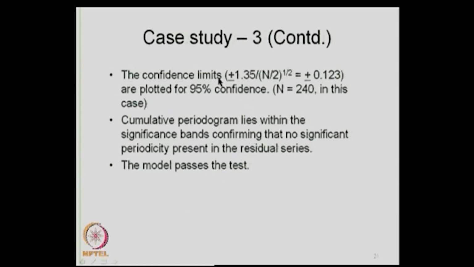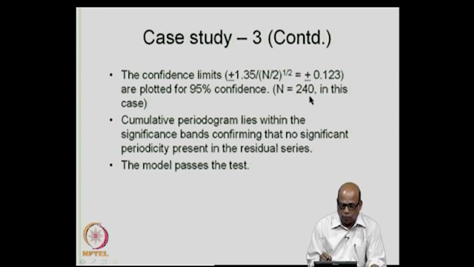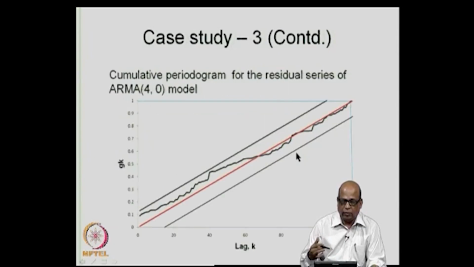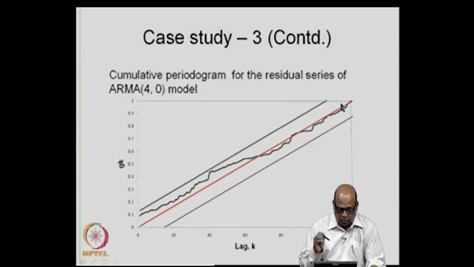How do I get the confidence limit now? 1.35 by root n by 2, and n in this case is 240, and therefore, you get a band of plus minus 0.123. By plus minus I mean it is on either side of this particular red line that is drawn here. Then we form the cumulative periodogram.